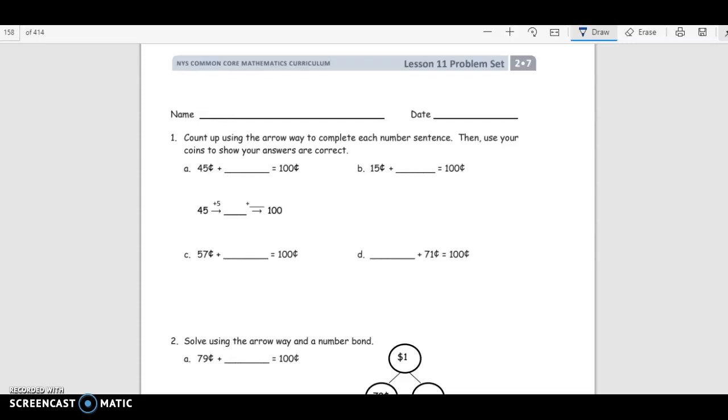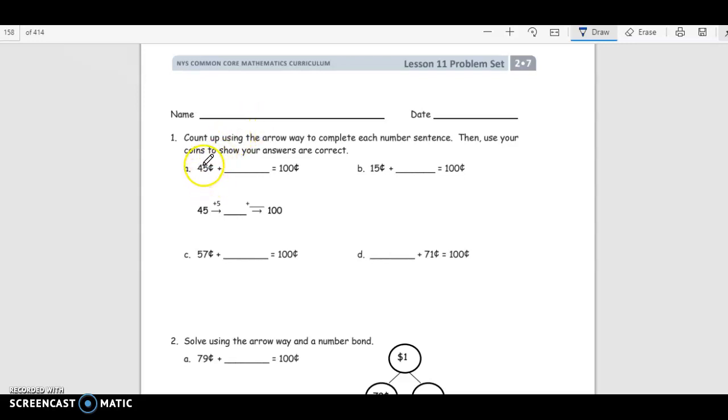Today we're on lesson 11 for math, and this one is a little tricky. It's a little more difficult. So it says count up using the arrow way to complete each number sentence. Then use your coins to show your answers are correct.